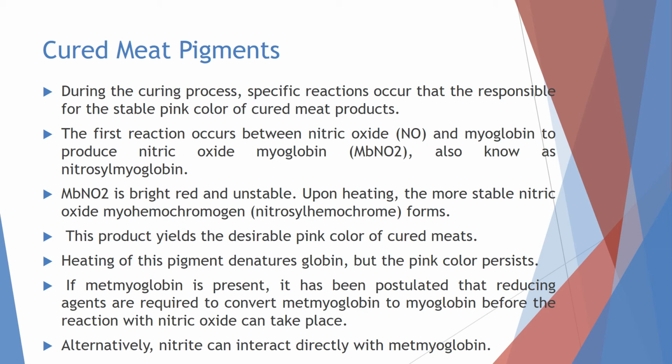So the first reaction is between the nitric oxide and myoglobin, which gives nitric oxide myoglobin or nitrosyl myoglobin, which is bright red but unstable. Further, on heating, it converts to the stable form, that is nitrosyl hemochrome. Now suppose there is metmyoglobin present, then there are chances that it can form some alternate product. So it is required to use a reducing agent so that whatever oxidation has been caused to the myoglobin is reversed.